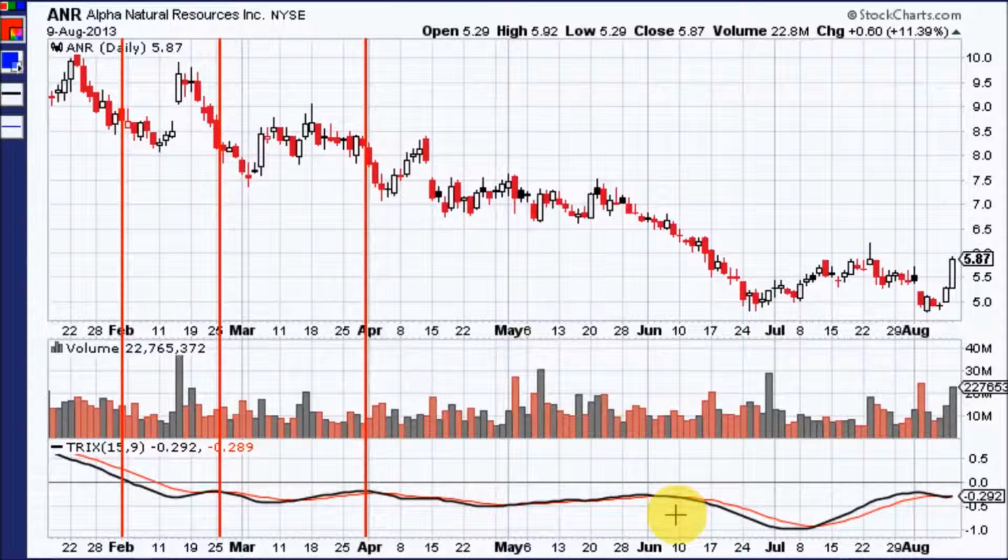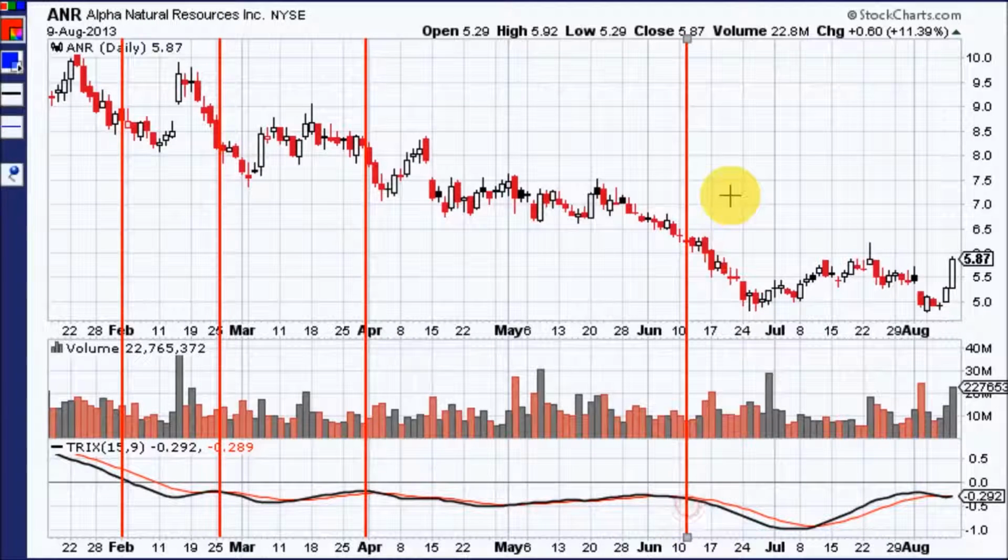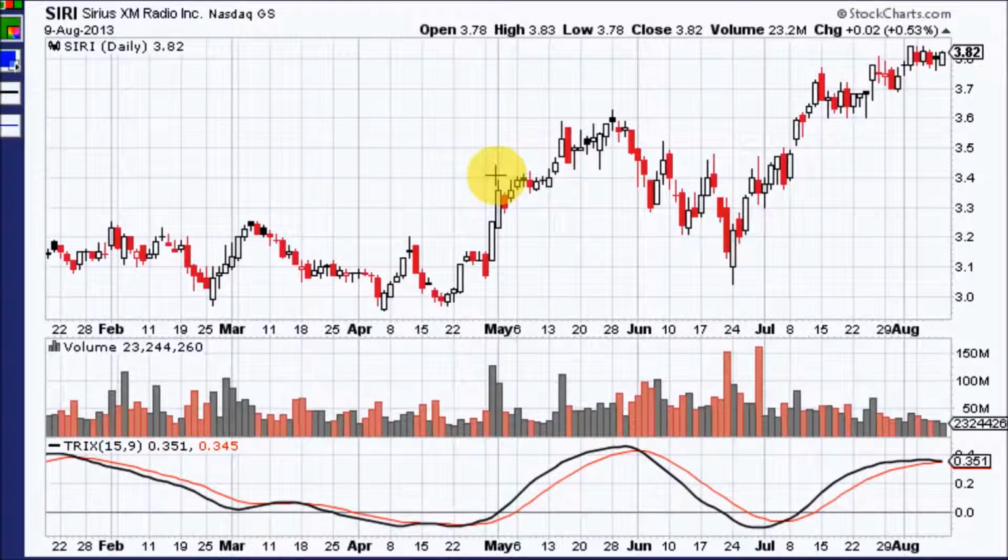Here's a real good one right here. Right about here, TRIX crosses down through the signal line. Stock drops from about $5.50 to under $5. Now let's go ahead and look at the signals that the TRIX gave on this chart for SIRI here. Let's look at the positive ones first.